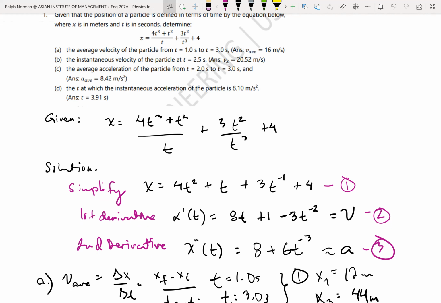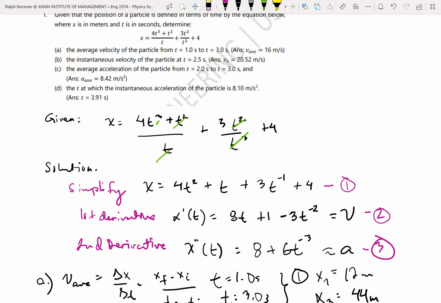So intuitively, you would simplify because there are so many t's. You eventually have to cancel these out. So you would end up with this: 4t squared plus t plus 3t raised to negative 1. It's going to be represented as t, but let's not do that here.